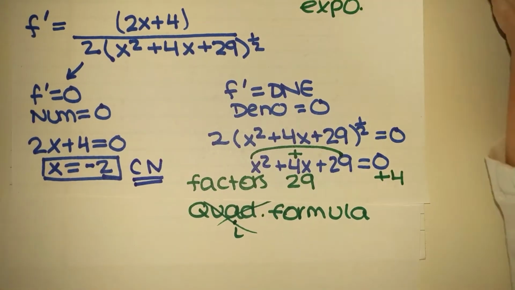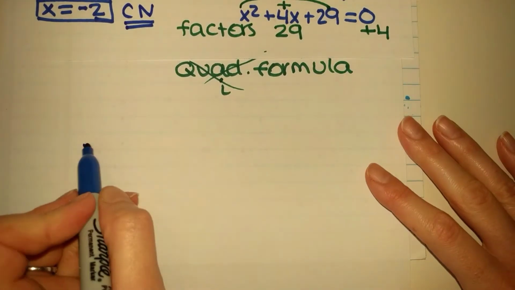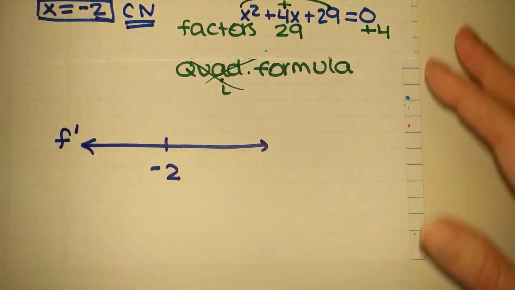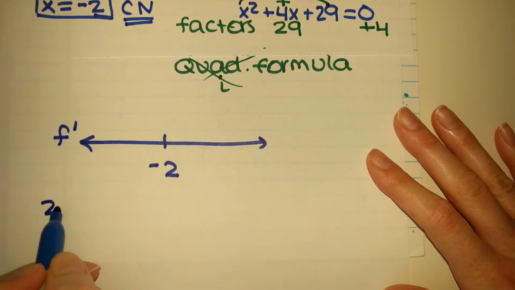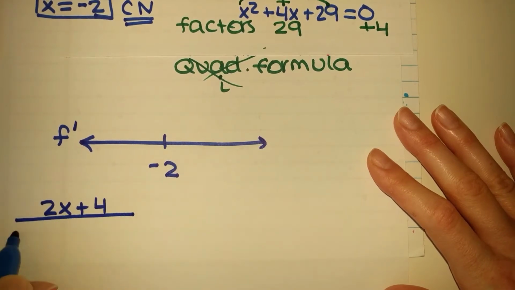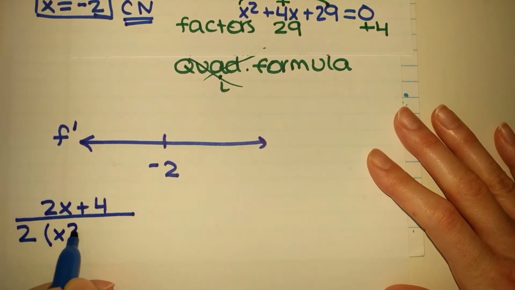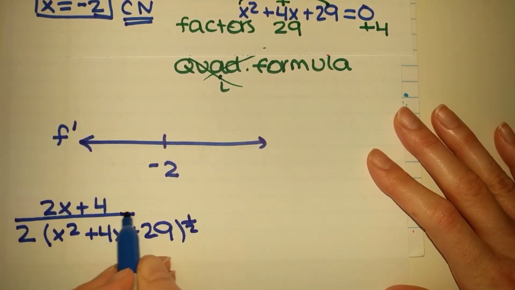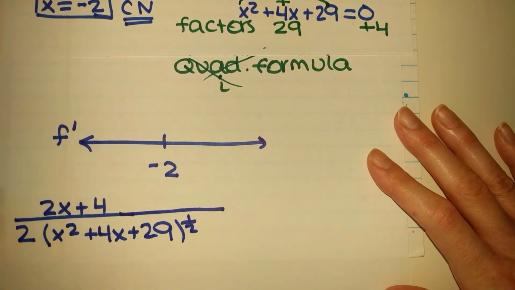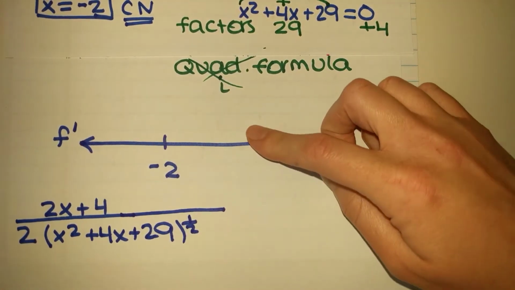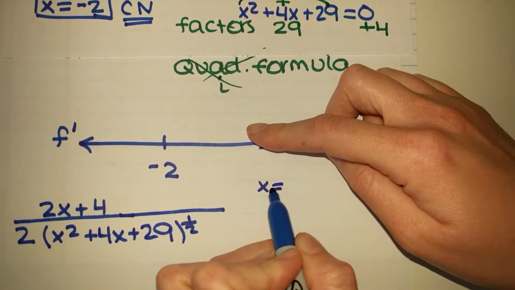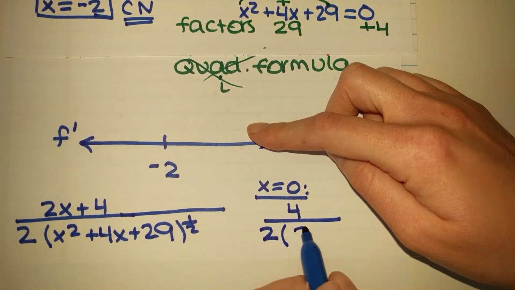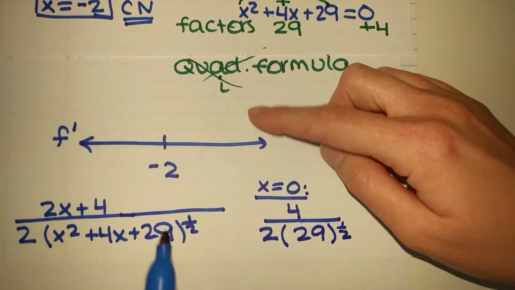Once you have the -2, you will draw your number line, plug in -2, and then look at your derivative. Again, our derivative is 2x plus 4 over 2 times x squared plus 4x plus 29 to the 1/2 power. Now we just need to plug in a number to the left and to the right. If I plug in, for example, x equal to 0, this would become 4 over 2 times a positive 29 to the 1/2 power, and so that would give us a positive.